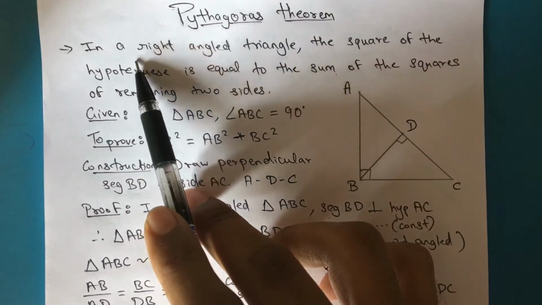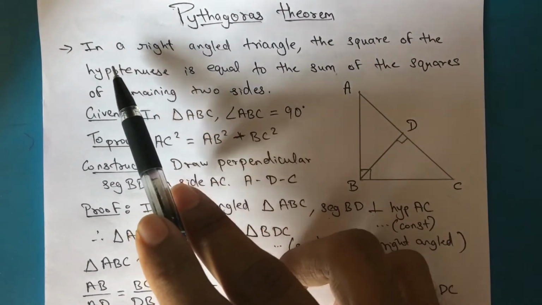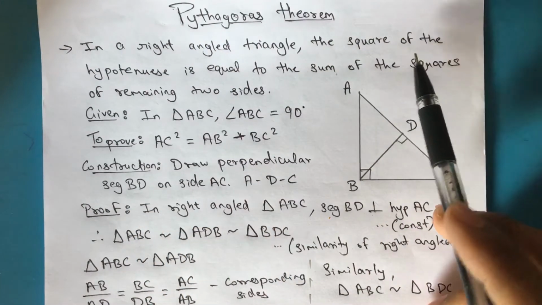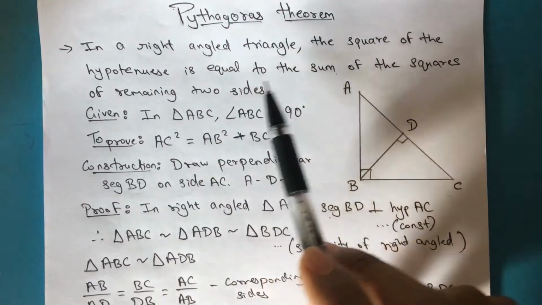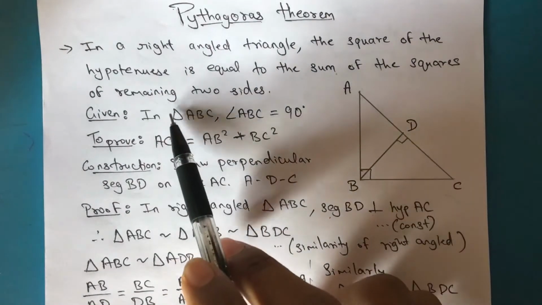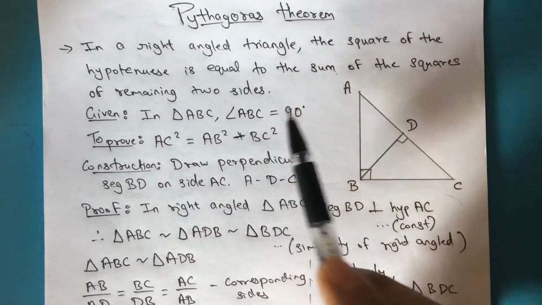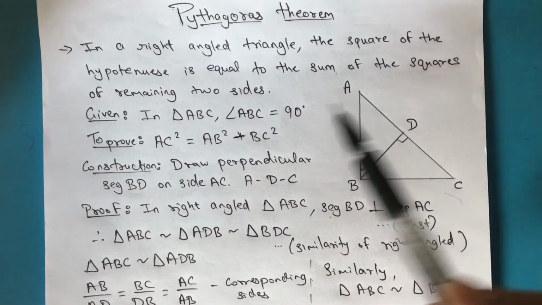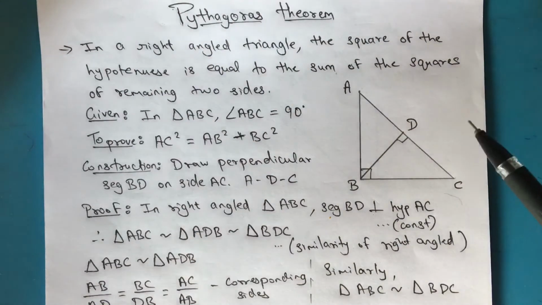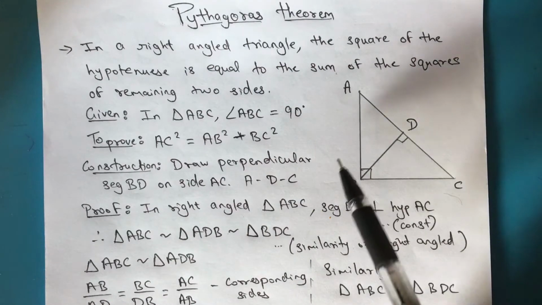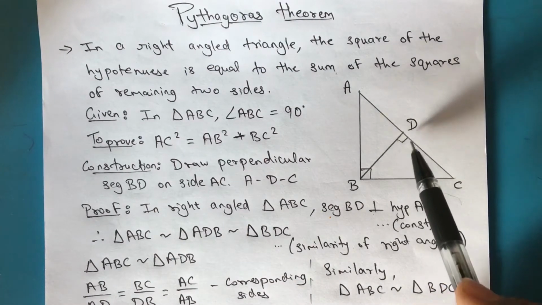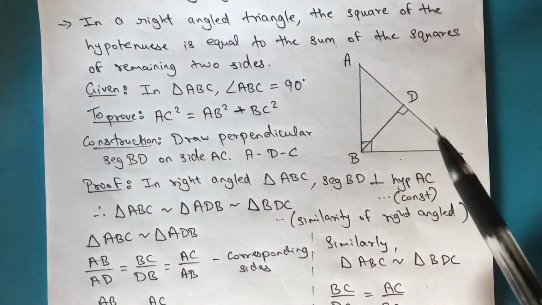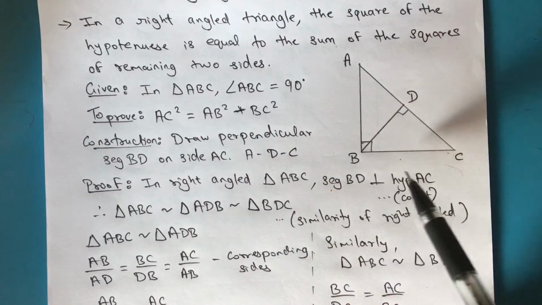It is the statement we will see. This you all might know from first itself. The statement goes like, in a right angled triangle, the square of the hypotenuse is equal to the sum of squares of the remaining two sides. It means that in a right angled triangle, the hypotenuse is the longest side. So this is the longest side, AC. The square of this hypotenuse is equal to the sum of squares of the remaining two sides. It means that AC square is equal to AB square plus BC square.